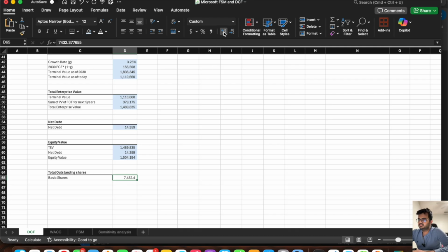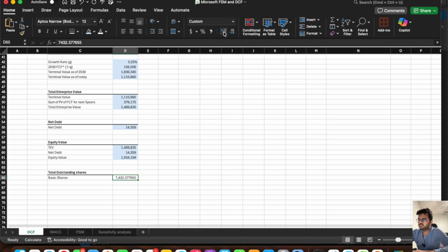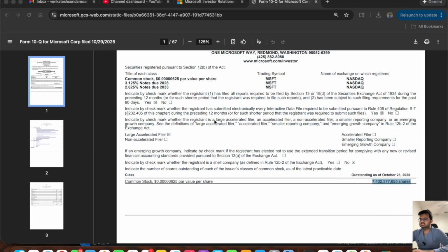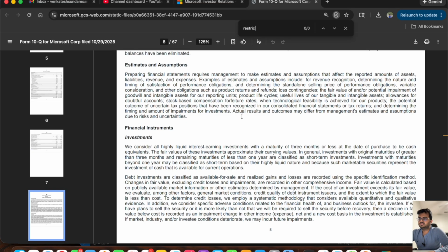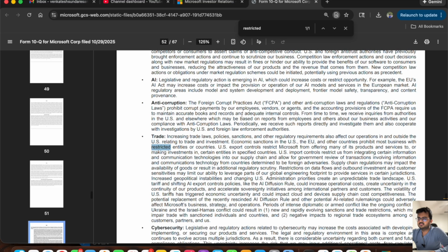So to be very clear, I'll put in all this. Okay, so this is the total basic share. But as I already talked about in the first part of the video, we also need to figure out, is there any restricted stock unit? I already read through this. I'm not sure if it is here, but let me type it out.